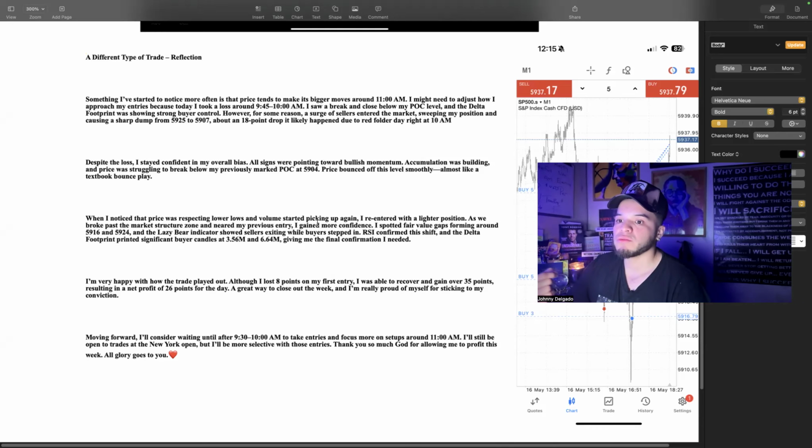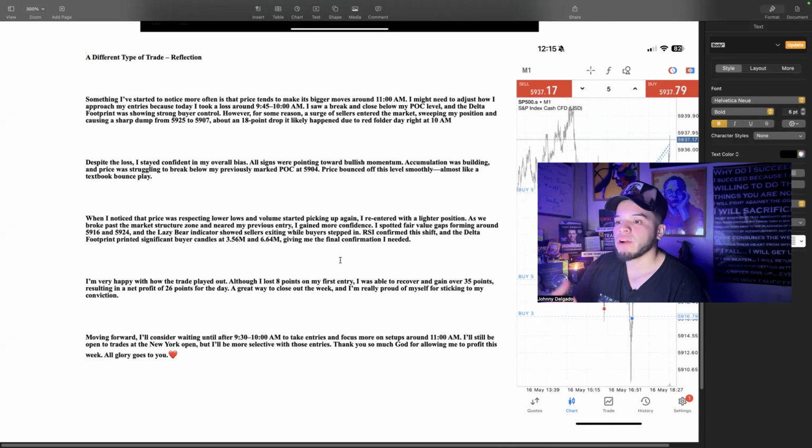When I noticed price was respecting lower lows and volume started picking up again, I re-entered at a lighter position. So again, I got in fairly light. Why? Again, because it's Friday. I don't want to risk my gains from my portfolio, my trading account, and I just didn't want to take an unnecessary loss.